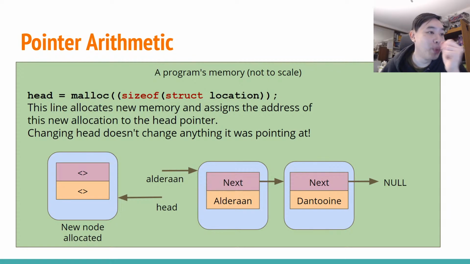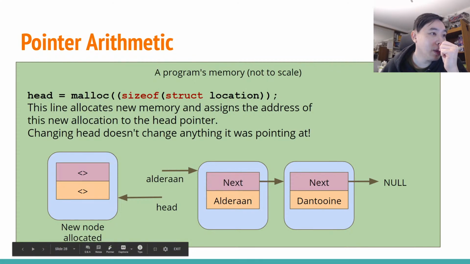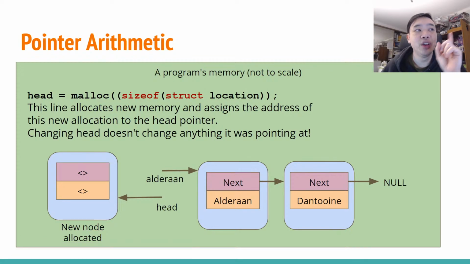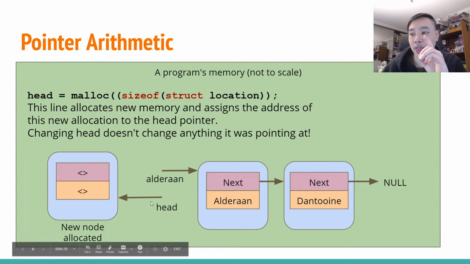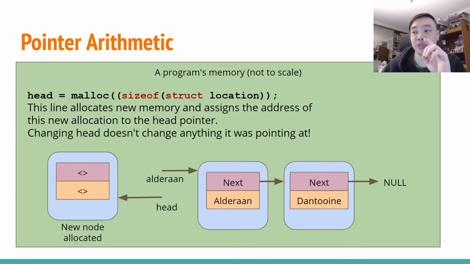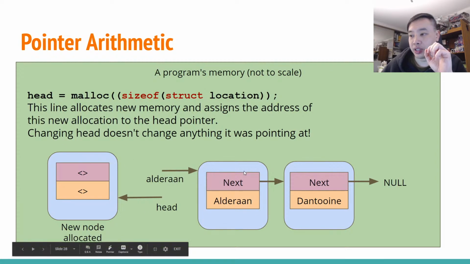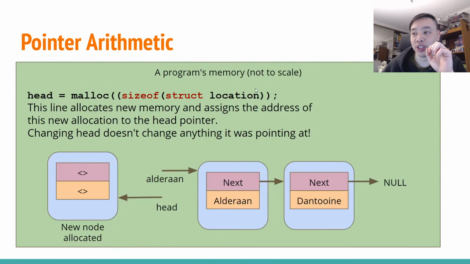Yeah, so what Catherine and Nicholas were asking wouldn't necessarily be able to overwrite Alderaan, because if we did star of head, we couldn't assign the result of malloc to star of head, because star head would be this node, and this node's not a pointer, so we can't override it with a pointer, whereas the output of this is a struct location pointer. Yeah.